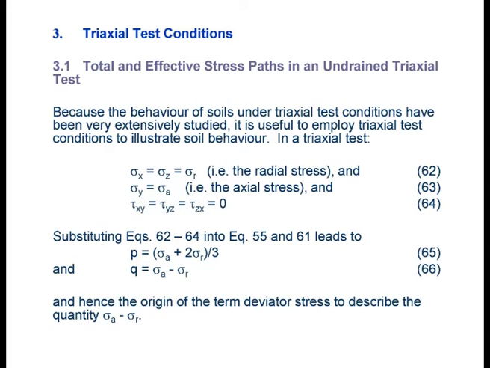So you can say that the two horizontal stresses are the same, equal to the radial stress, sigma r. Two orthogonal directions are the same. Then the vertical stress is actually the axial stress. You're pressing it this way, right? Axial stress. And then the shear stresses are all 0. There's no shear stress. Agree?